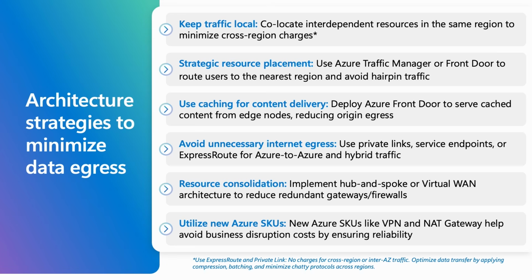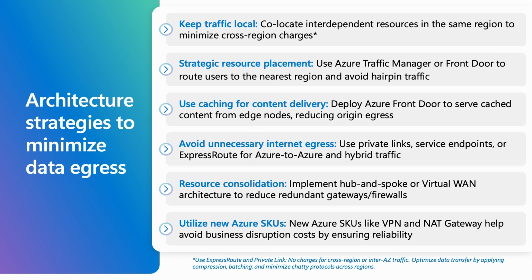Keep traffic local where possible. Co-locating interdependent resources in the same region is one of the most effective ways to reduce cross-region charges. When your compute, storage, and networking resources are deployed together, you avoid unnecessary data transfer fees and latency. Strategically place your resources. Leverage Azure Traffic Manager or Azure Front Door to route users to the nearest region. This helps avoid hairpin traffic, where data unnecessarily travels between distant regions, driving up both costs and latency.